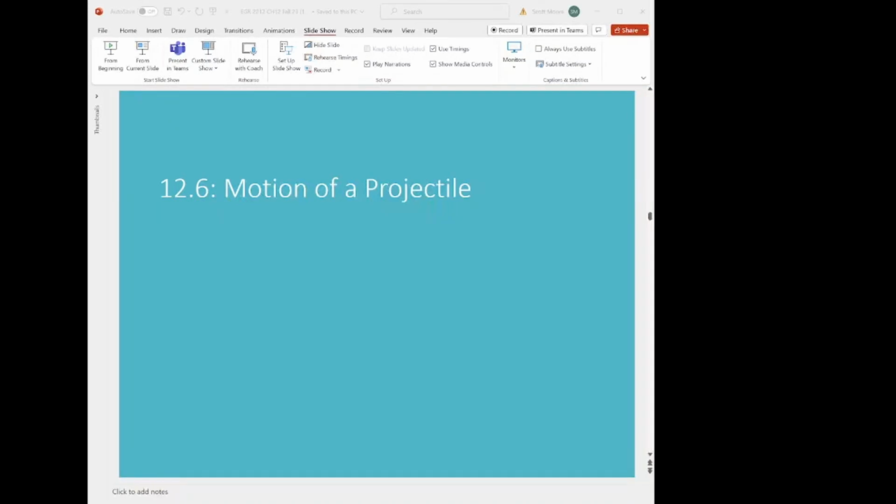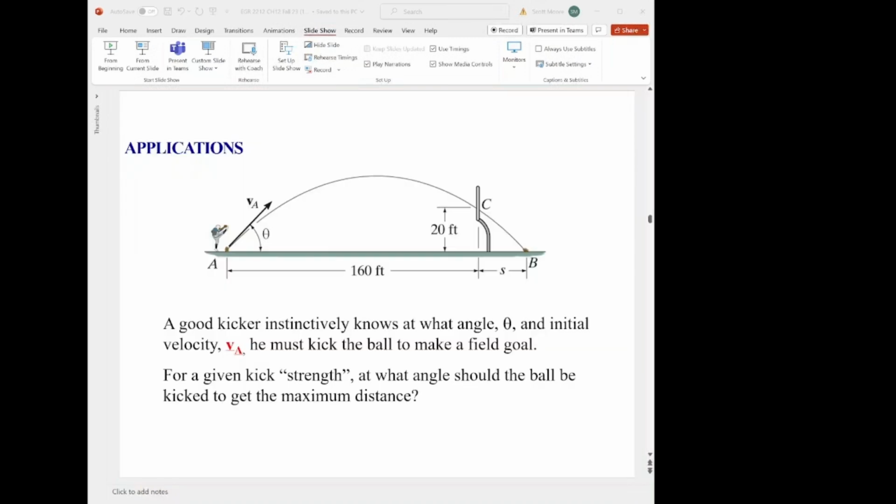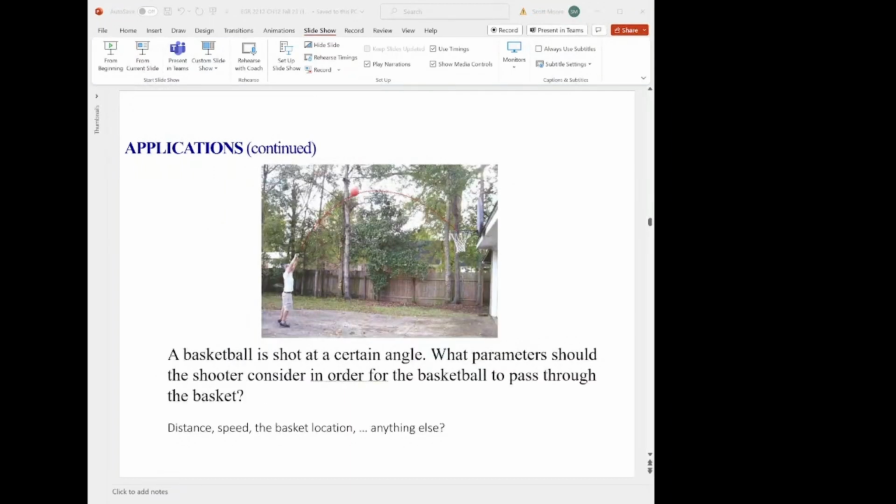Okay, now we'll take a look at section 12.6, motion of a projectile. In this example, a kicker is trying to make a field goal, and given a certain strength, you could determine what angle you need to kick the ball at in order to maximize the distance. Okay, so that might be something we'd want to look at.